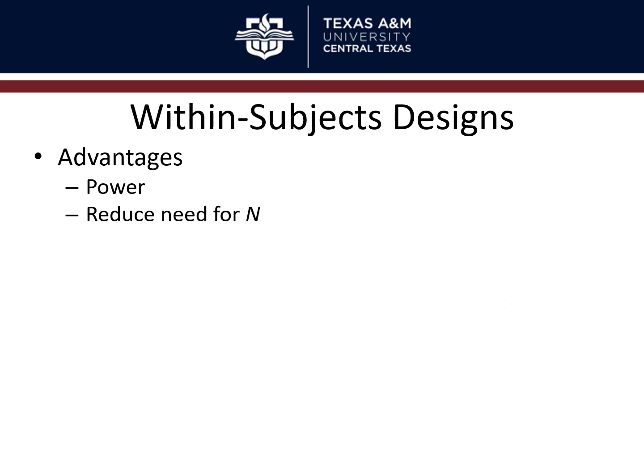So it's more powerful. Related to that, there's a reduced need for sample size. You can have an equally powerful study within subjects to between subjects with half the people, right? So that's obviously a cost advantage. However, there are disadvantages, and primarily it has to do with order effects.